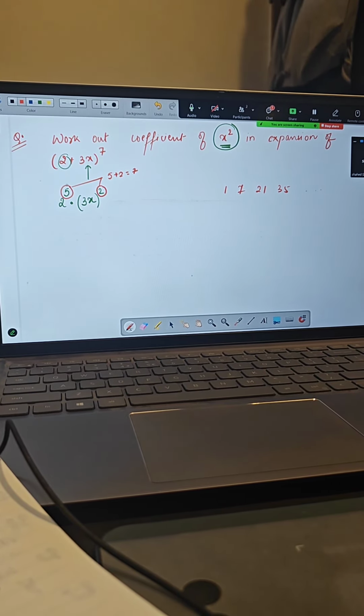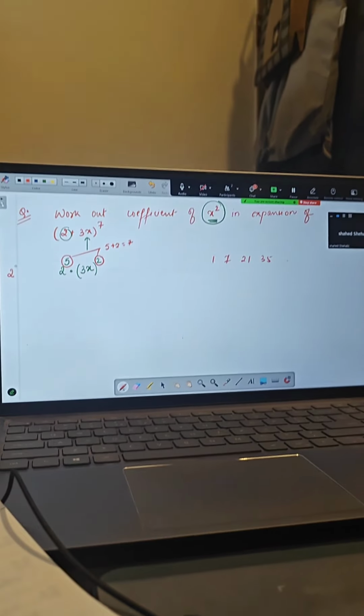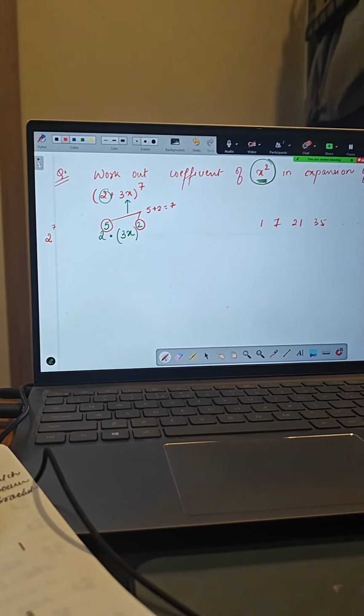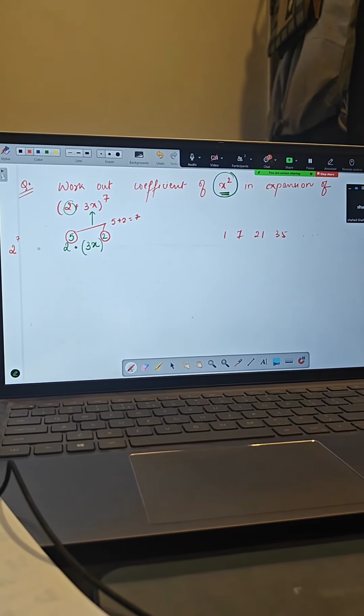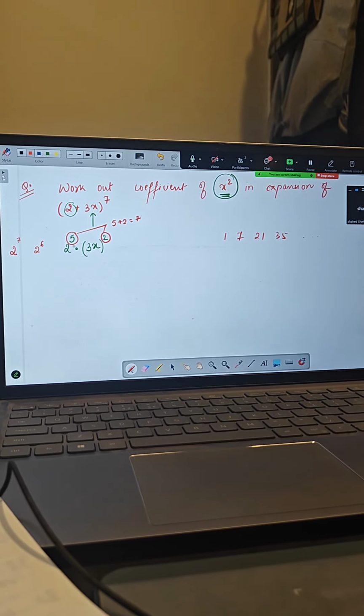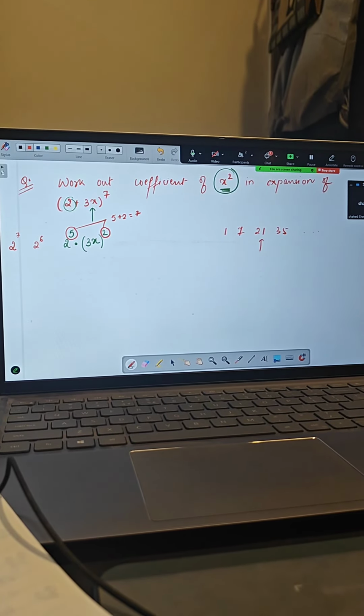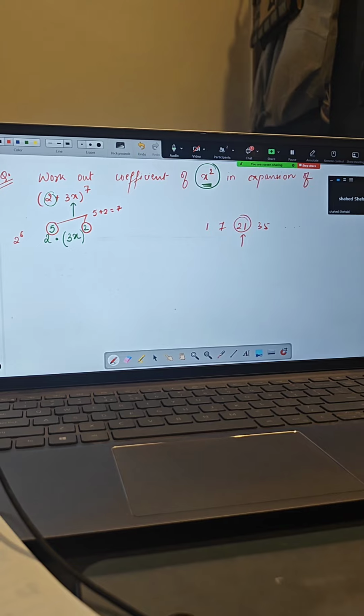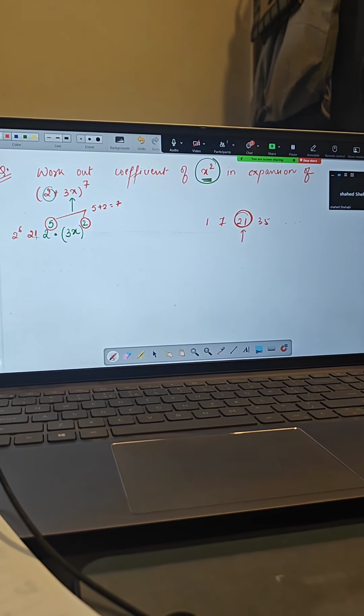So think about it. If it is 2 to the power of 5, that means it must have started with 2 to the power of 7. Okay, it must have started with 2 to the power of 7. And then the second term would have been 2 to the power of 6. And then it is 2 to the power of 5. That means we need the third number in the Pascal's triangle, which is 21. So this has to be the number that you multiply outside this.